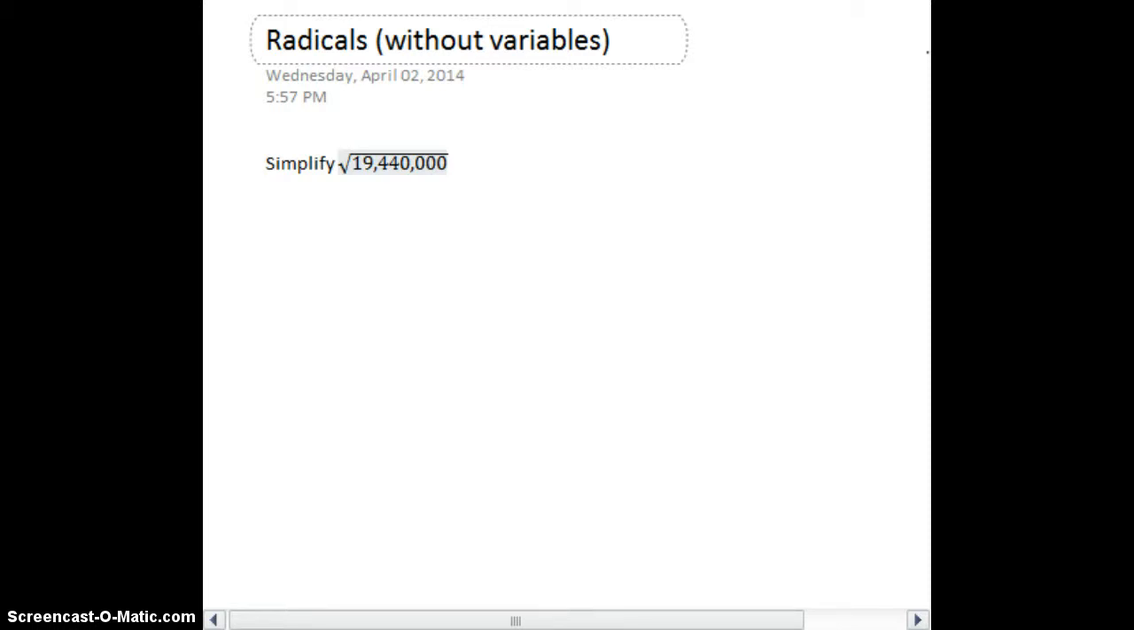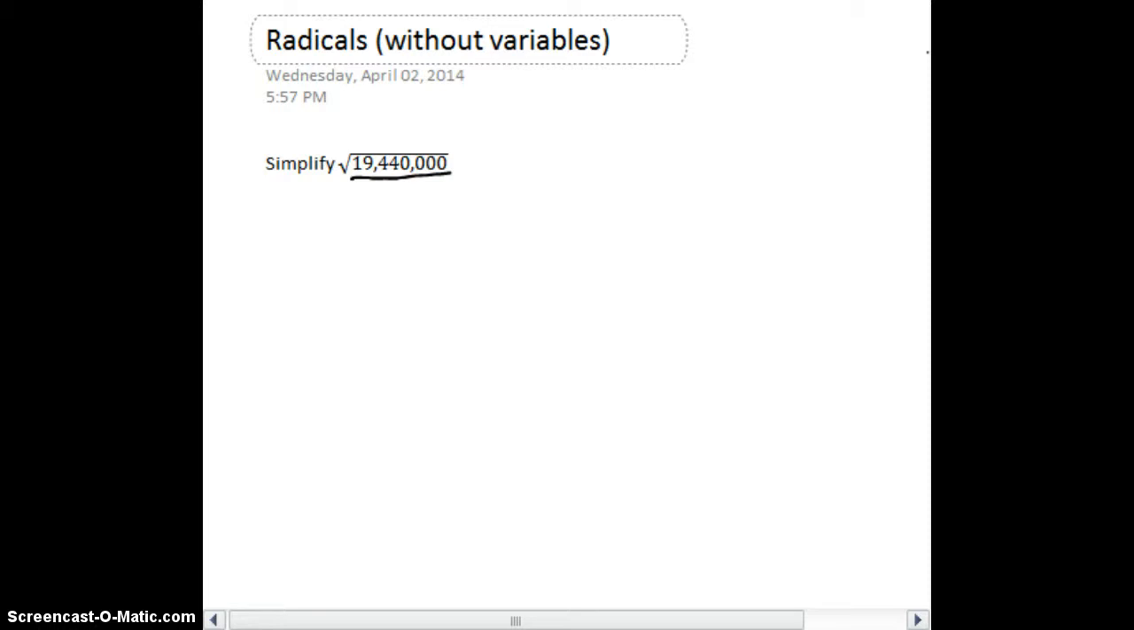First, it would make sense to talk about what we actually mean by simplifying one of these things. A radical is simplified if the number inside of it, called the radicand, is not divisible by any perfect squares. So if I find a perfect square that divides evenly into that number, I know I'm not finished. I have to keep on going.